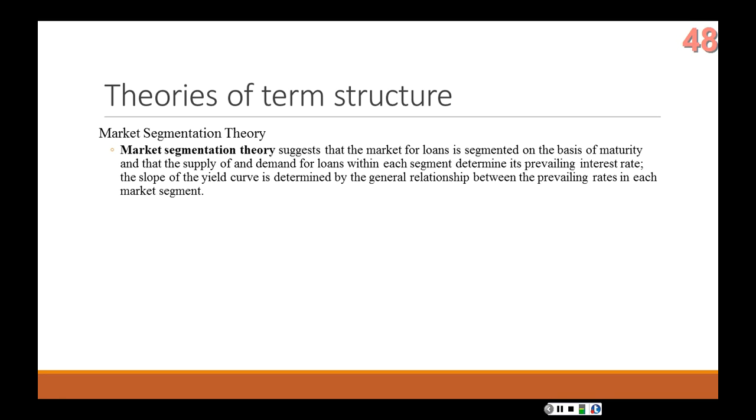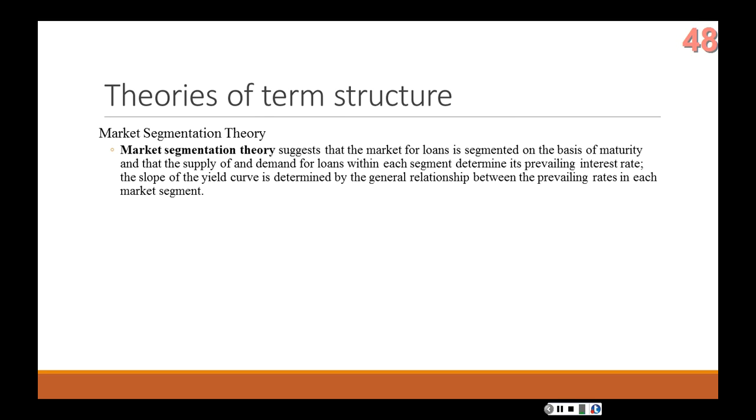And finally is market segmentation theory. This theory just says that people shopping for a 3-month CD or a 3-month Treasury bill are not looking at different maturities. So they're not going to be looking at a 10-year investment. If they know that they only want to invest their money for a short period of time, there's no reason for them to even look at longer maturity securities.